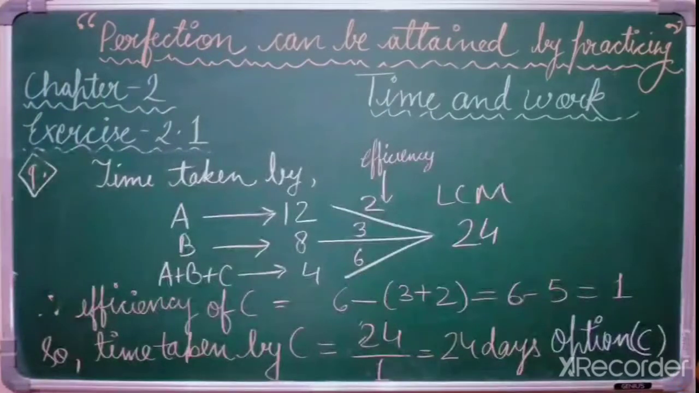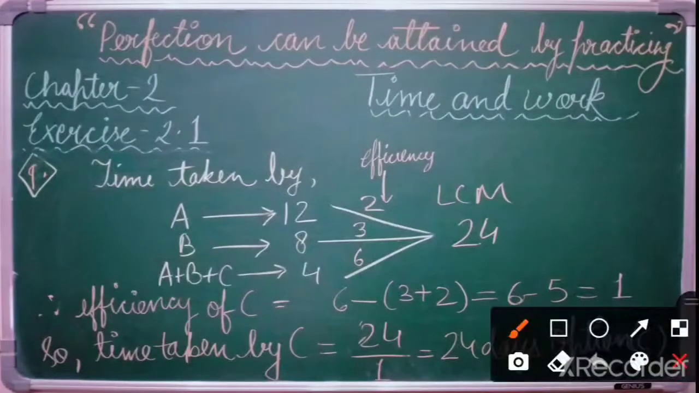So the ninth question is, A can do a piece of work in 12 hours while B can do it in 8 hours. With the help of C, they can do it in 4 hours. How long will C alone take to complete the job? So to write it, we will say A takes 12 days or 12 hours, B takes 8 hours, and A, B, C, they take 4 hours together.